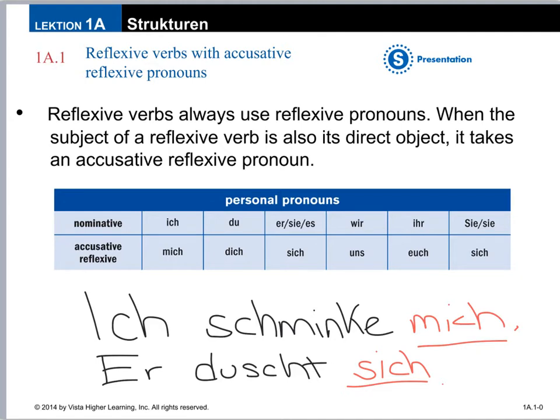So ich schminke mich. We see that ich and mich are partnered up there. Er duscht sich. He is showering himself. So here we have the er and sich. You will never use, for example, ich with uns or du with mich. You cannot do that. They're always partnered up with the reflexive version of themselves.